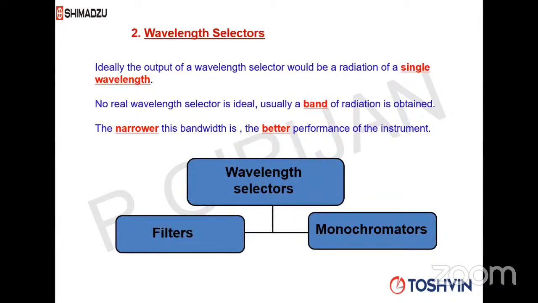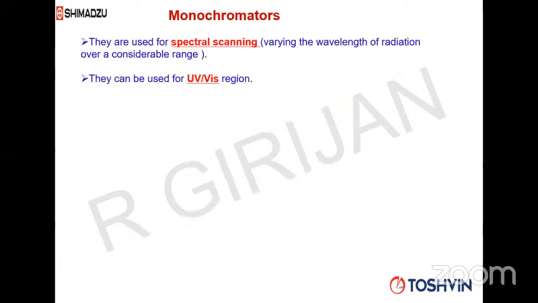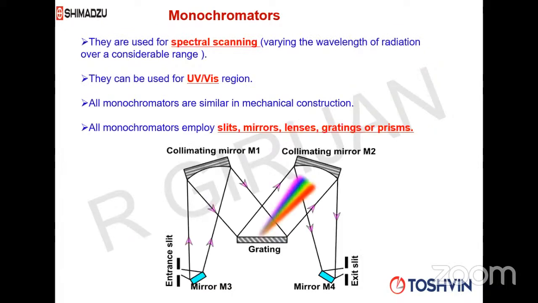Now, the wavelength selector. In the olden times, we were using filters. Filters were used as a monochromator, but now that time is gone. Filters have become outdated. Now we are using a monochromator. And what type of monochromator are we using? We are using a grating monochromator.